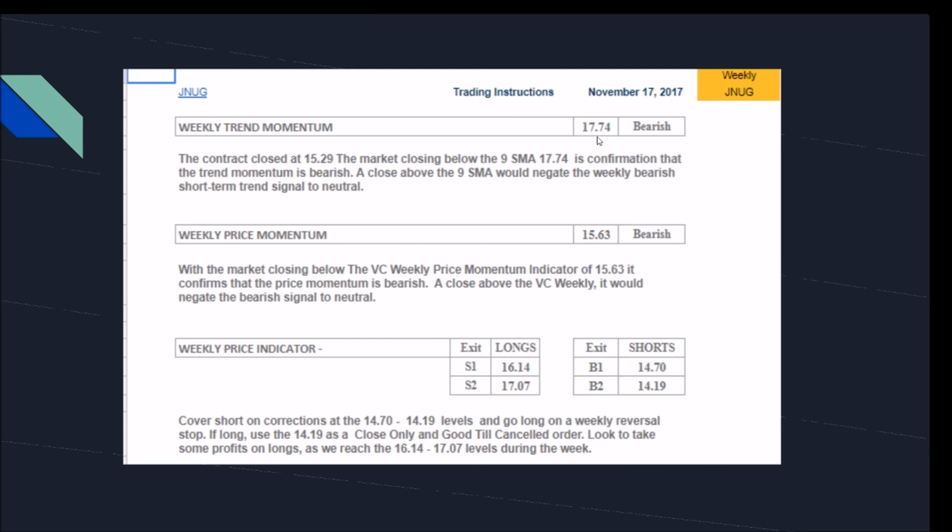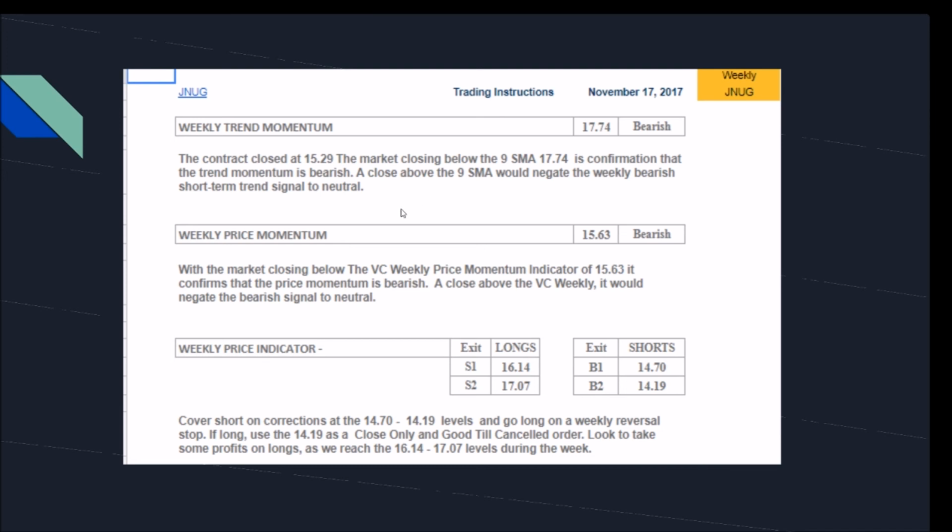So in this case, the market closing at 1529, using the example that we have here on a report that we published on November 17, with the market closing below 1774, came in with a trend momentum that was bearish. But it also tells you that if you close above the 9-day moving average of 1774, it would negate this bearish sentiment. And so this is the first level that you can use as your protective stop, or an indication that the short-term trend momentum might be shifting.